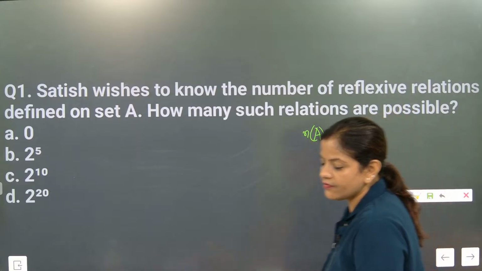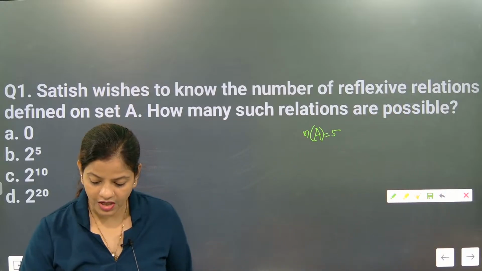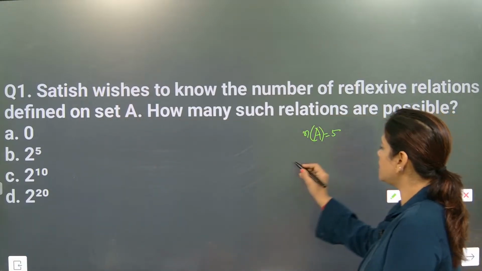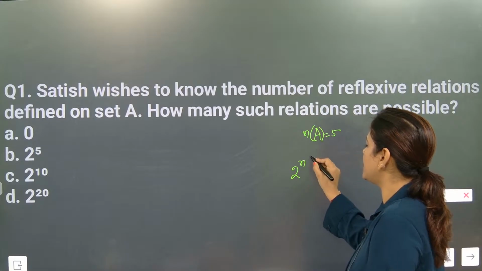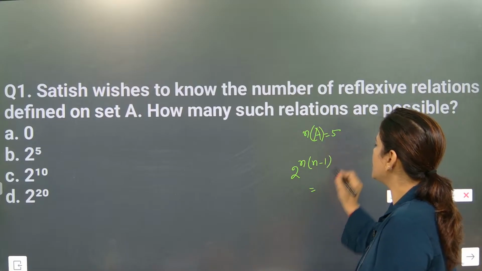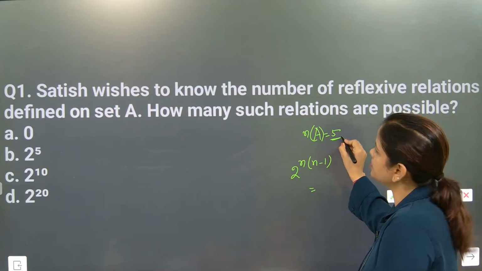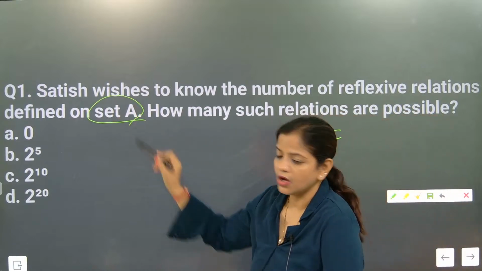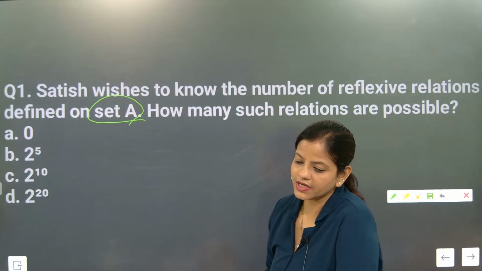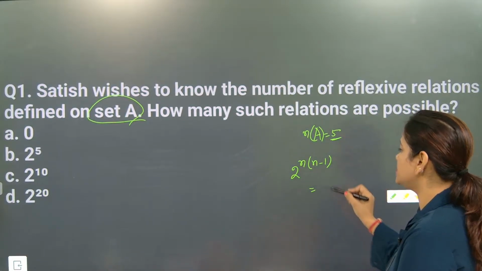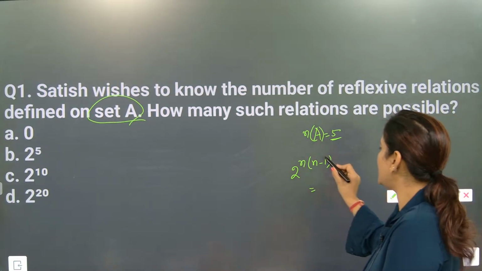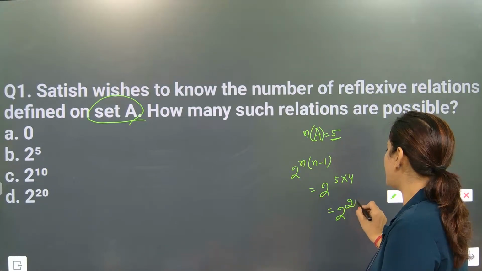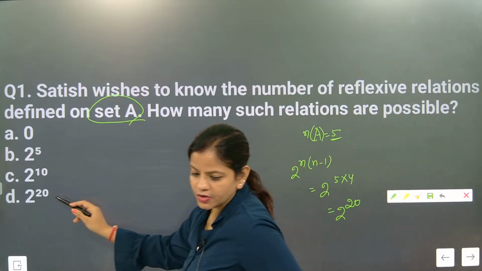When you are checking for reflexive relations, please check whether you are live or not, both of you. Okay, and inform Podi and others to join. So here reflexive relation means 2 to the power n(n minus 1). Here set A has 5 elements, and they are asking only about set A. So set A has how many elements? 5 elements. The reflexive relation formula is 2^(n(n-1)). So 2 to the power 5 into 4, so it will become 2 to the power 20.